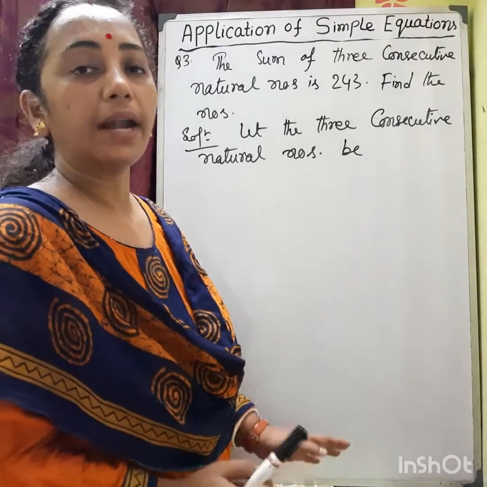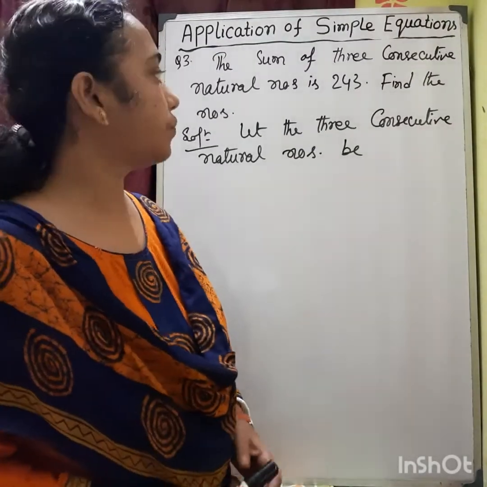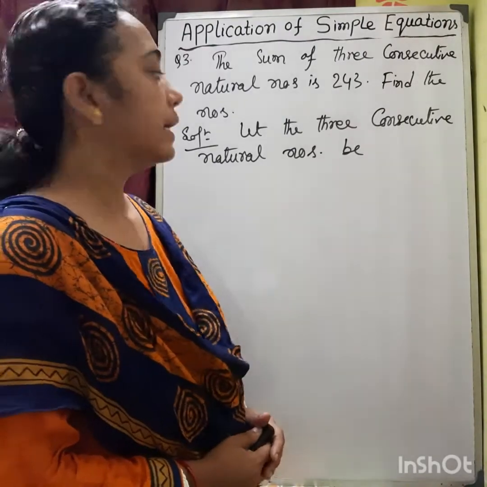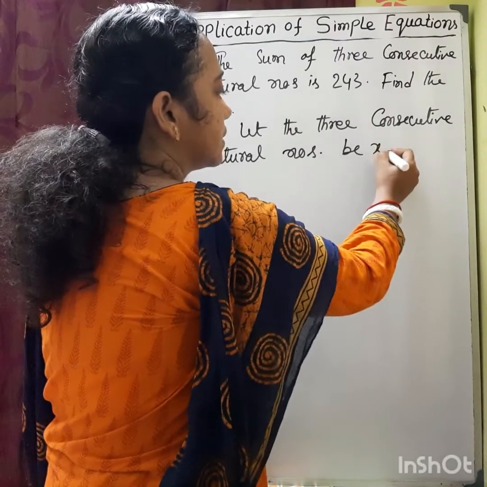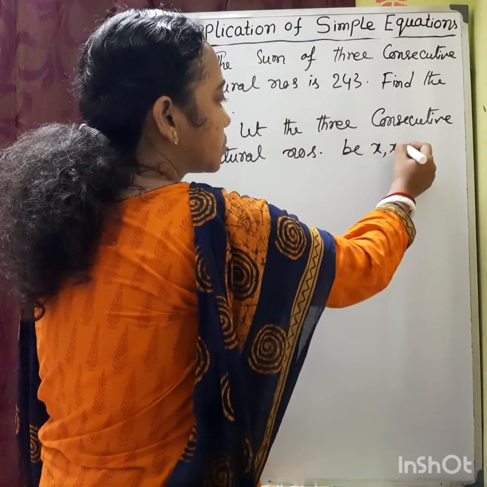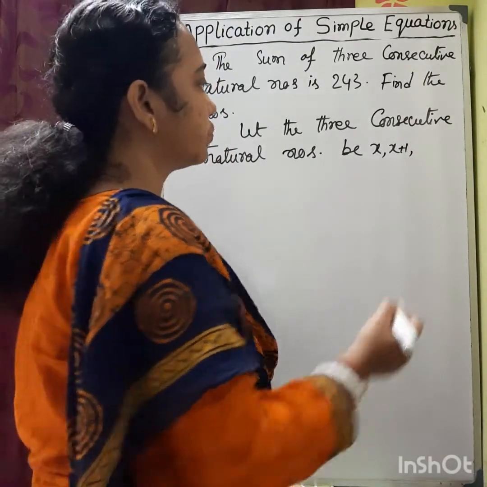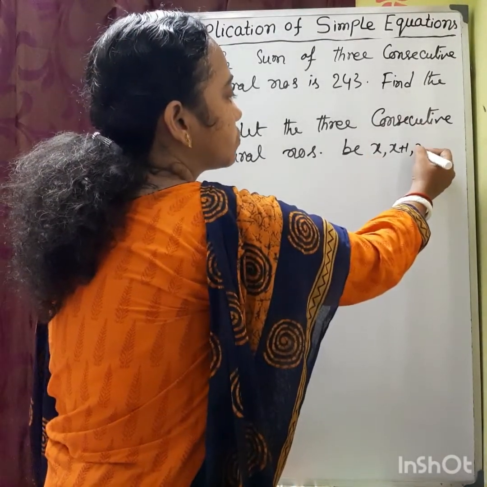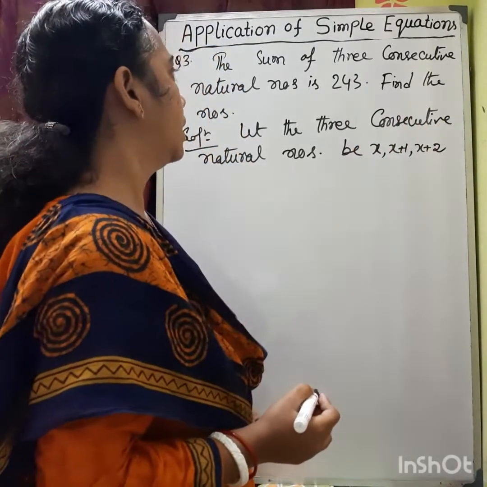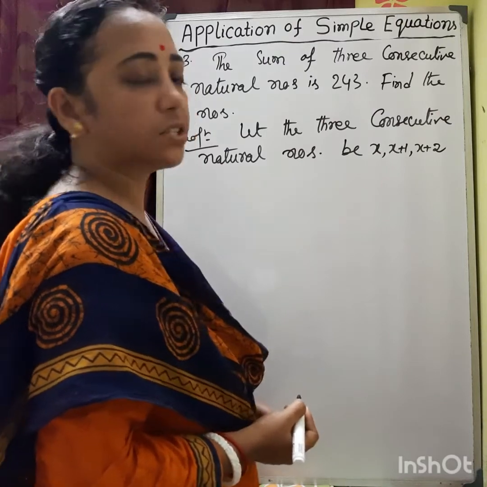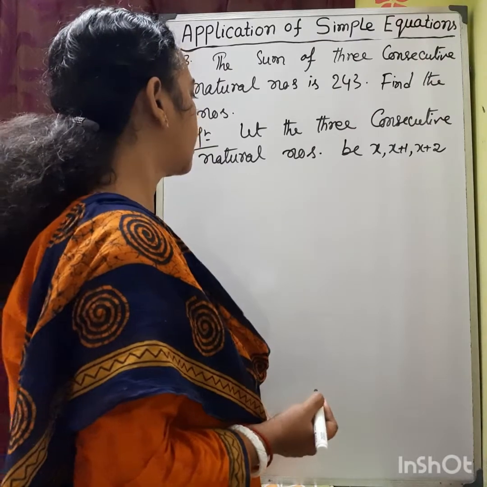Now let us do another example: the sum of 3 consecutive natural numbers is 243. Find the numbers. Let one of the numbers be x, then the other one will be x plus 1, because these are 3 consecutive, so it will increase by 1. So next will be x plus 1 plus 1, that means x plus 2. Here the condition is given that the sum of these 3 consecutive natural numbers is 243.